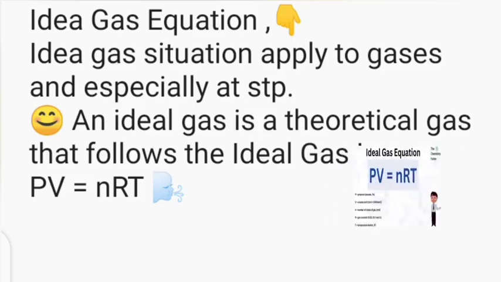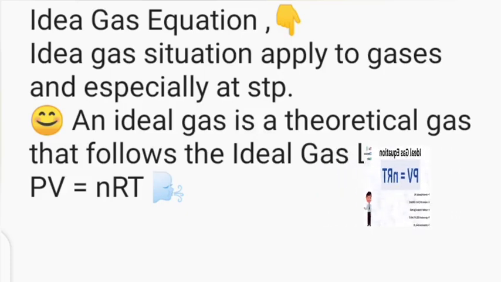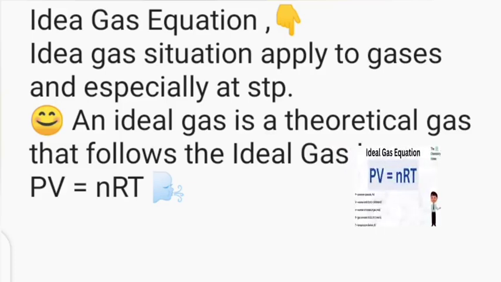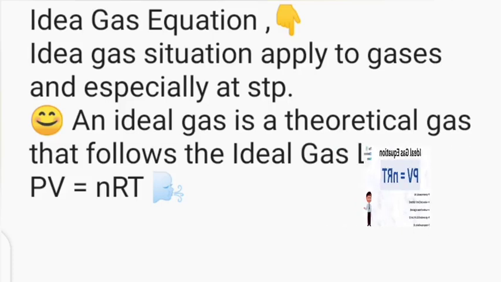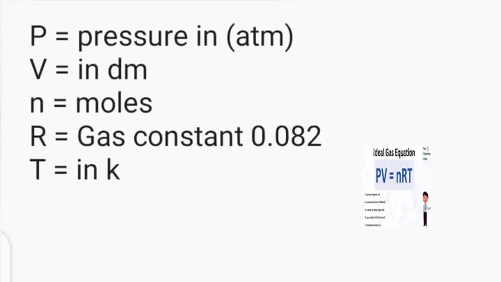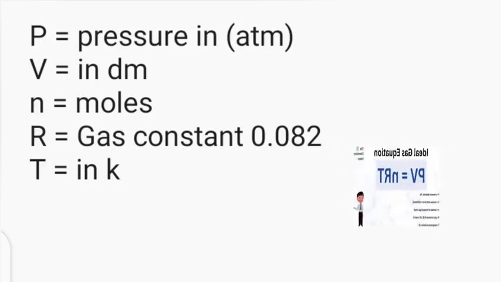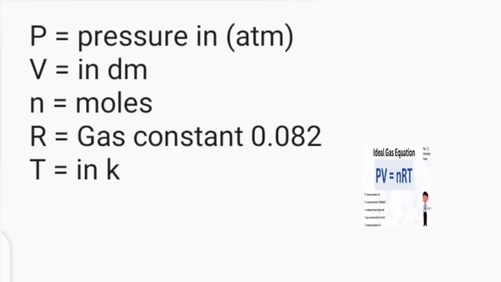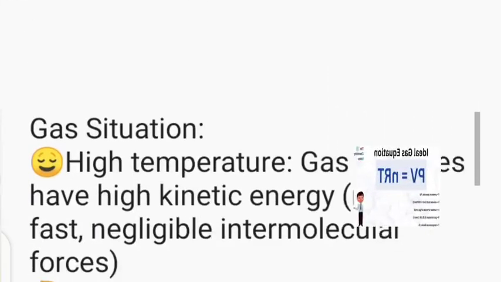If you are talking about the ideal gas equation, the first thing that comes to your mind is PV equals nRT, where P is pressure, V is volume, n equals moles, R equals the gas constant, and T equals temperature in Kelvin. So that is the ideal gas equation. P is pressure in atm, V is in dm cube, n is the number of moles, R is the gas constant 0.082, and T is in Kelvin. So PV equals nRT is the ideal gas situation.